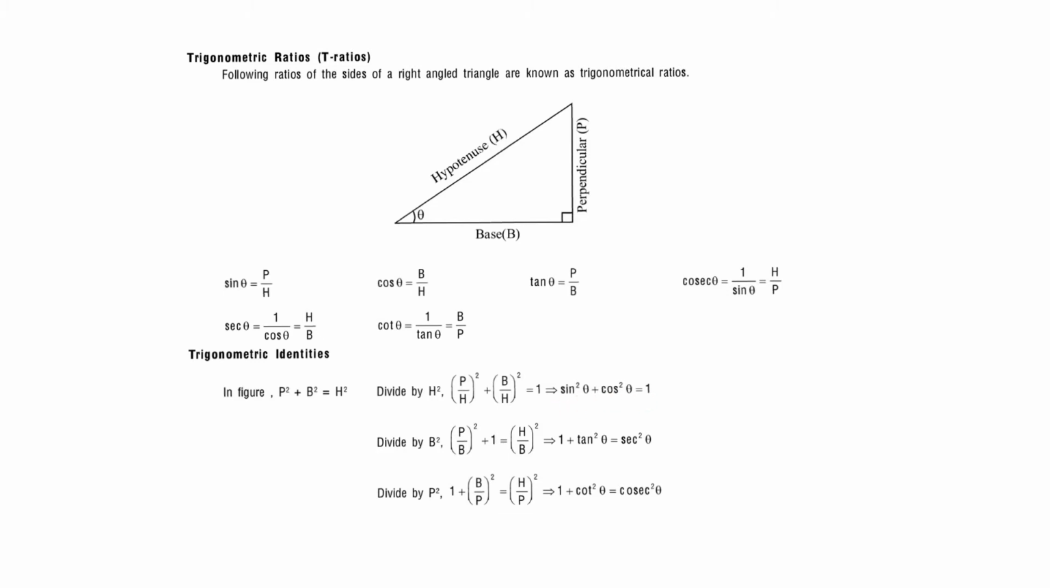And just remember these basic trigonometric identities, like sin square theta plus cos square theta is equal to 1, or 1 plus tan square theta is equal to sec square theta, or you can write sec square theta minus tan square theta is equal to 1. And one more relation is 1 plus cot square theta is cosec square theta, or you can write it like this: cosec square theta minus cot square theta is equal to 1. So you should remember these three relations.